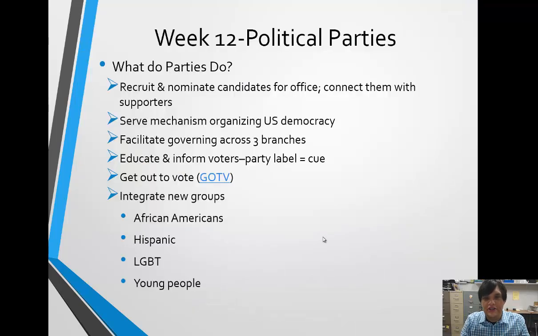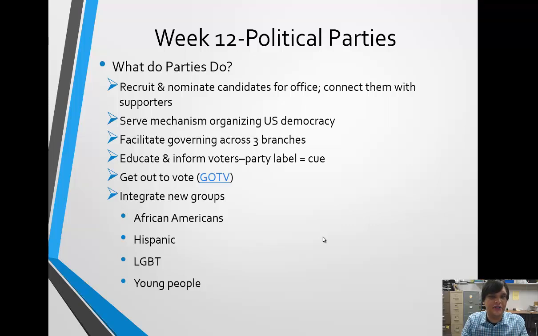What do parties do? We talked about this just very briefly. What are the functions of the party? Well, parties recruit and nominate candidates for office. They want to connect them with supporters and make sure that those candidates can win. They want to recruit viable candidates that can win elections. Parties serve as mechanisms for organizing U.S. democracy. They are part of the democratic system. They are essentially what we vote for. We vote for the Republicans, we vote for the Democrats, and that keeps democracy alive because it gives us something to vote for.